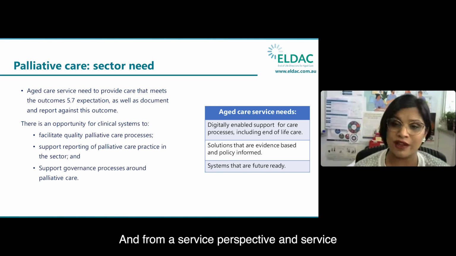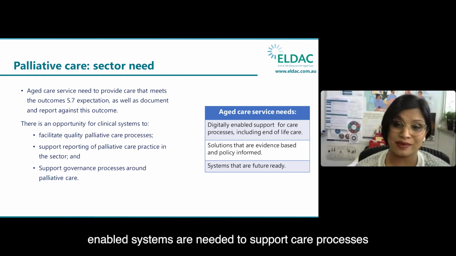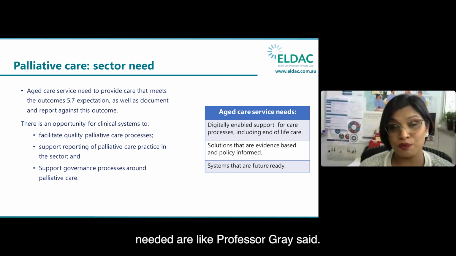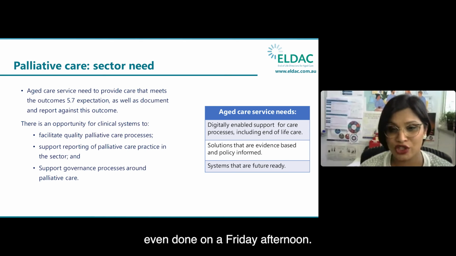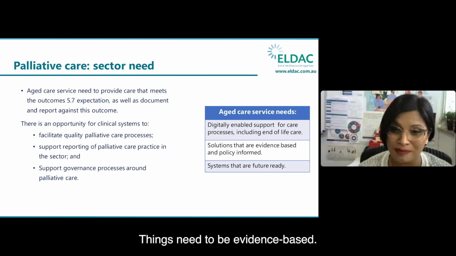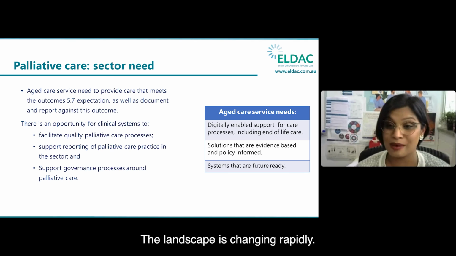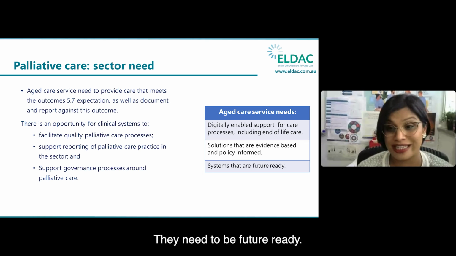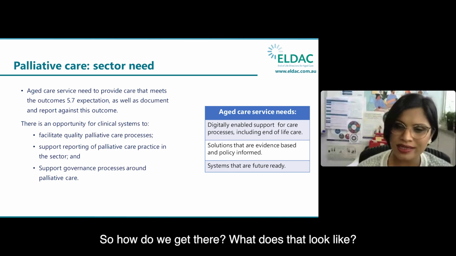And from a service perspective and service needs perspective, what is really required is that digitally enabled systems are needed to support care processes, including end-of-life care. And solutions that are needed are, like Professor Gray said, it's not just about having something off the shelf or done in a Friday afternoon. Things need to be evidence-based. They also need to be policy-informed, and policies are changing. The landscape is changing rapidly. We need things that are not just ready for today. They need to be future ready. Systems need to support care processes in an ongoing way. So how do we get there? What does that look like?